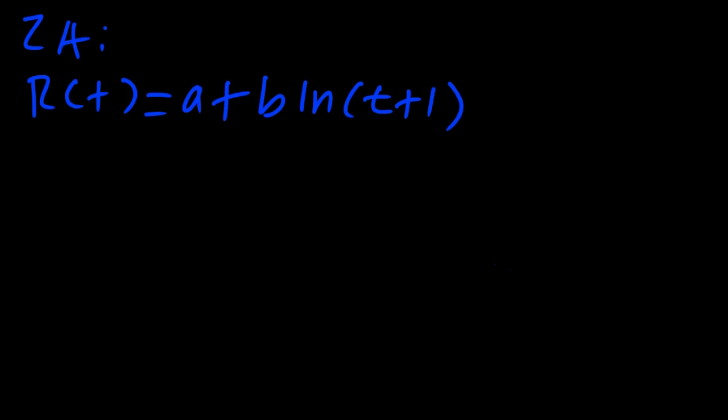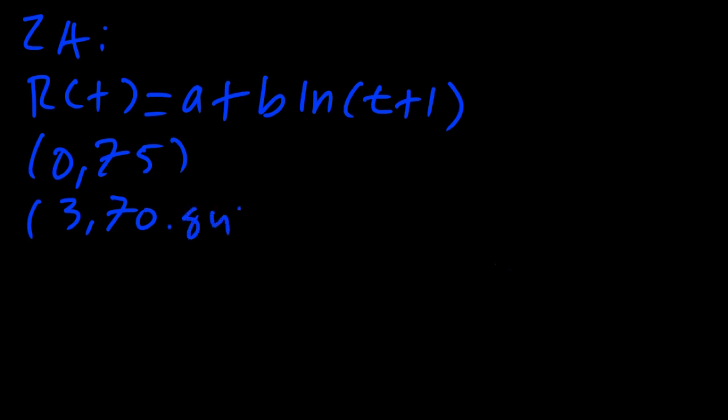And then let's write down the 2 coordinate points that they gave us. So they gave us 0, 75. So the initial start, they had a score of 75. And then 3, 70.84. Meaning at the third month, they had a score of 70.84. So this first column right here defines t, and this second column right here defines r of t.